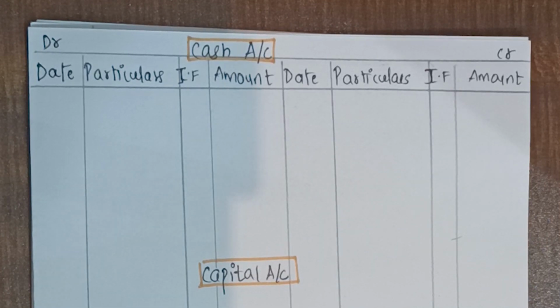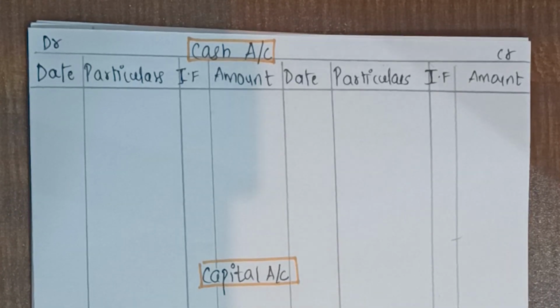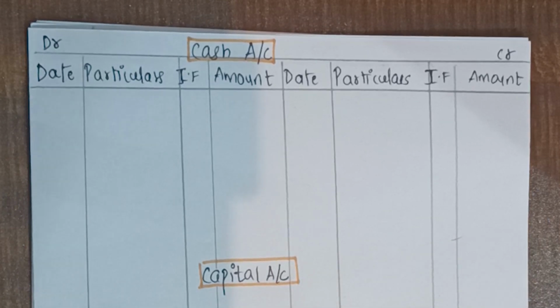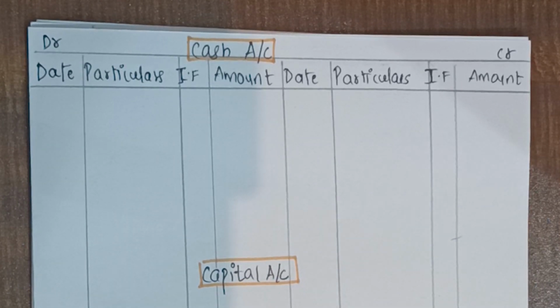In the date column we write the date on which the particular transaction took place. In the particulars section we write in detail about the transaction that took place. In JF, that is the journal folio, we write the page number on which you have recorded the particular transaction in the journal. The next is the amount, and same with the credit side. As we have identified the different accounts that we have to prepare, I have already made the rulings for all the accounts and kept them ready.